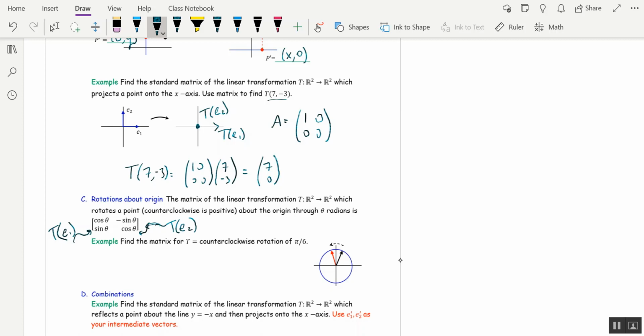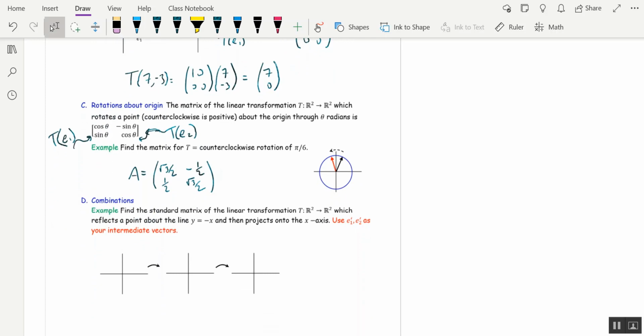So for example, if we want the matrix for a counterclockwise rotation of pi over 6 radians, then we want cosine of pi over 6 goes in up here, which is root 3 over 2. And then down here, we want sine of pi over 6, which is a half. And then negative sine of pi over 6. And cosine of pi over 6, root 3 over 2. So there's the matrix.